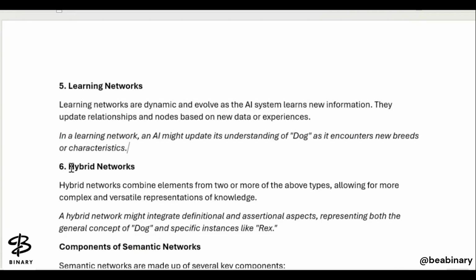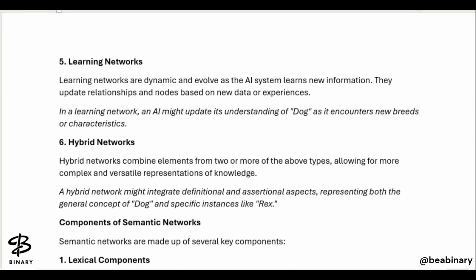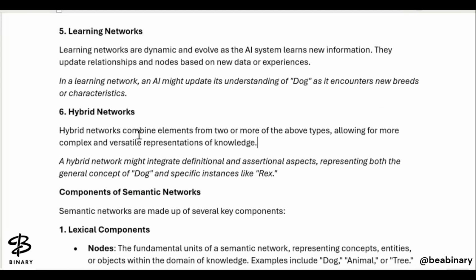Another semantic network is the hybrid network, obviously a combination of two or more types. A hybrid network combines the elements from two or more of the above types, allowing for a more complex and versatile representation of our knowledge. A hybrid network might integrate definitional and assertional aspects, representing both the concepts about a dog and specific instances like Rex.